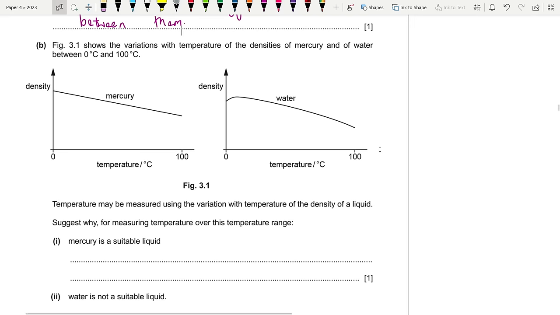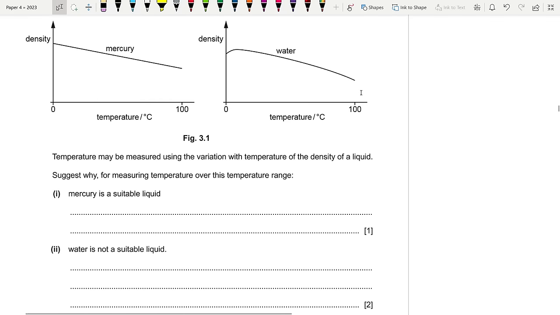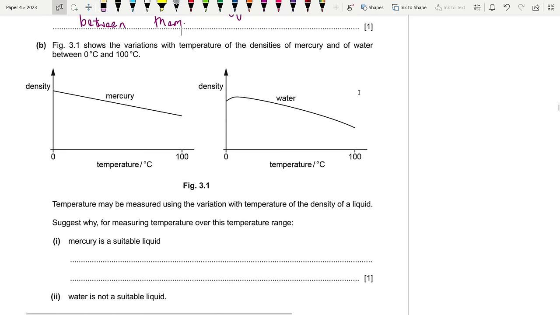So for measuring temperature over this temperature range, why is mercury suitable? Basically, a physical property is better if it varies linearly. Okay, so we know that the density of mercury varies linearly with temperature, which is why it is used in mercury thermometers, the clinical ones, right? On the other hand, water actually varies non-linearly. Okay, and look at the mercury. Mercury has unique values. This value never repeats. But look at water. This same value repeats twice. It's not a one-to-one function, basically, right? It does not have unique values.